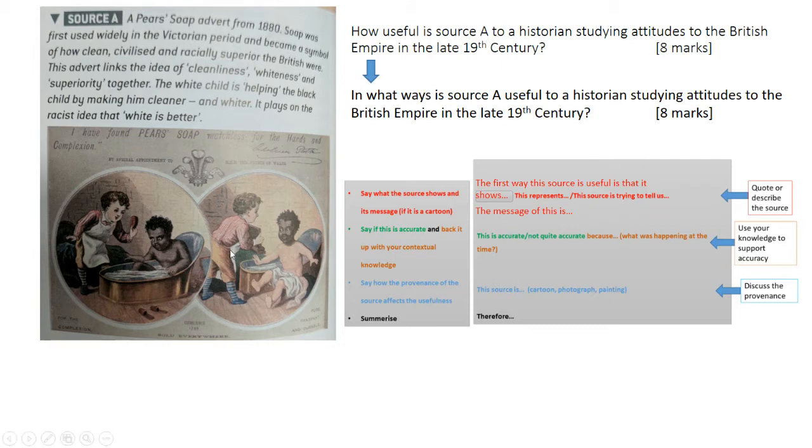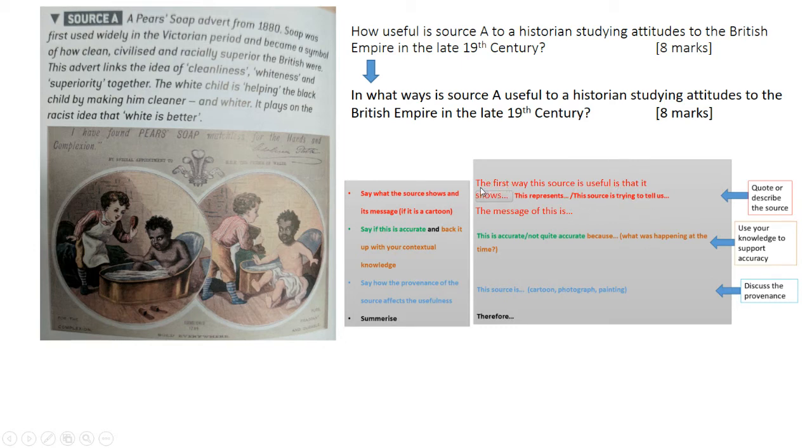Well, it's useful because it shows us how accepted the idea of racial superiority was, and it was so widespread that it was even used in soap adverts. Okay, very everyday object. To help you write your answers, if you need it, I've given you some sentence starters.